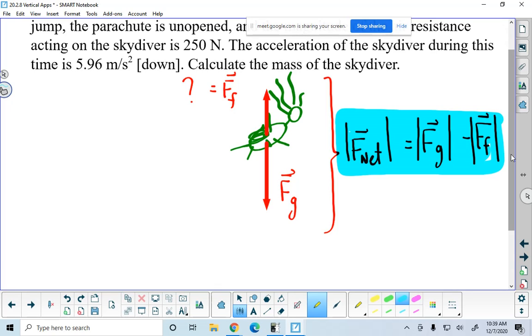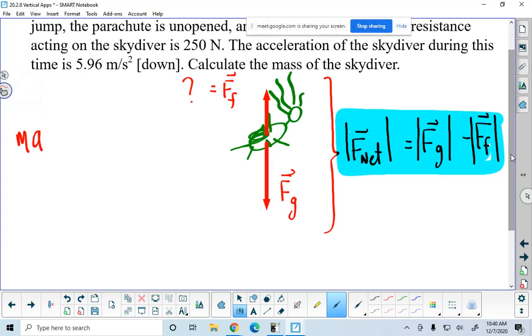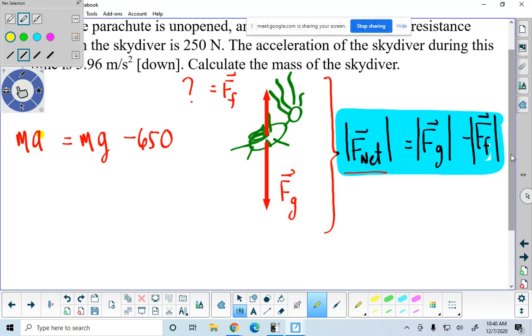Okay, so how do we find net force? Net force is ma. I've just written out what this is equal to. This is now equal to mg, which is the force of gravity, minus the 650 newtons force of friction. And I have mentioned this to you before, you really have to know the difference between a and g. They're not the same. a is the physical acceleration of the object, g is 9.81.